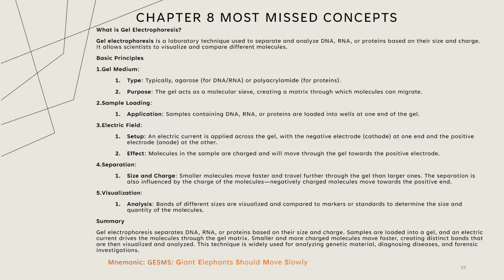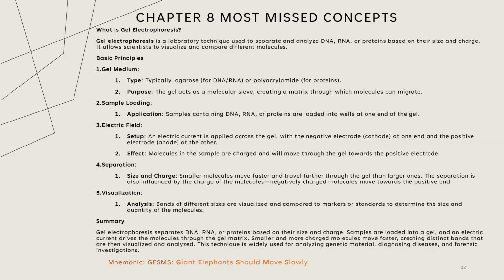So JESMs is our thing here. Giant elephants should move slowly. If that doesn't tell you what's going on as far as the size of these guys moving through here, I don't know what to tell you, but the giant elephants should move slowly. G is supposed to be for the gel. Okay.